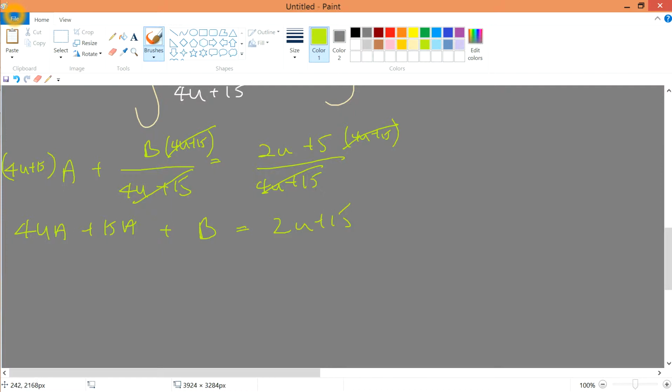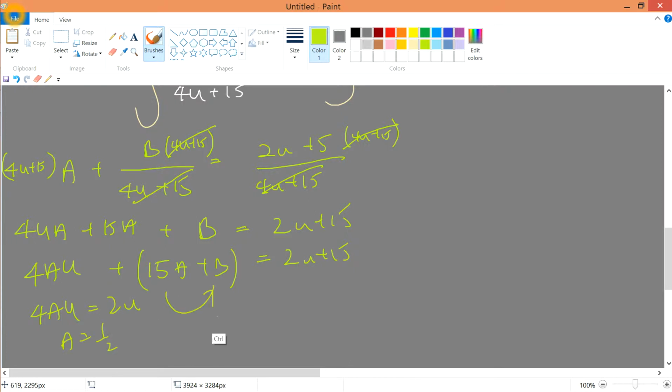Alright, and from here you can see that I can group in terms of the coefficients, right? 4au plus 15a plus b. Is this k? No, this is not k, this is 15a plus b, equals 2u + 15. From here, we know that in terms of the coefficient of u, this u and this u, 4au equals 2u, right? And therefore a equals half.